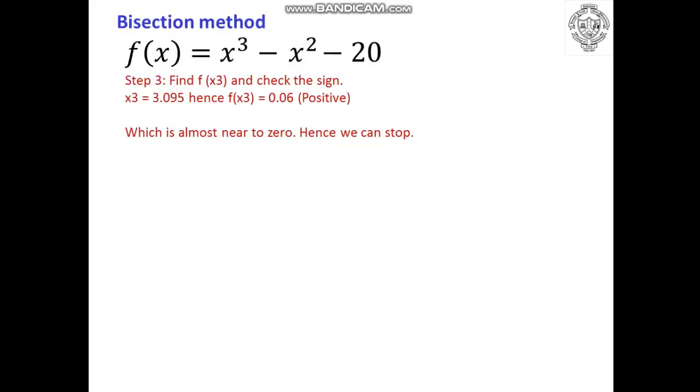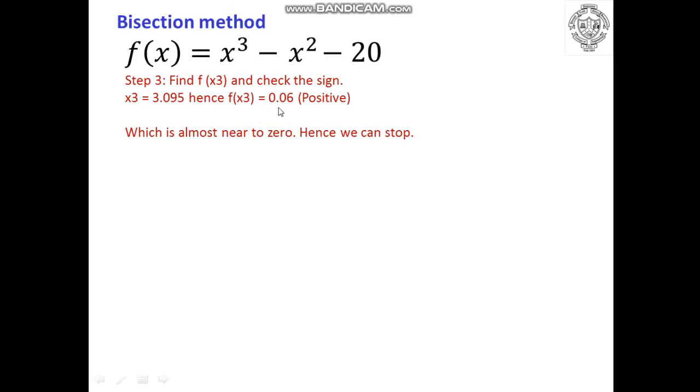So lastly what we can see is that the current value of x3 is 3.095 and the function of which is equal to 0.06, and which is positive. So here we can stop. I mean it depends on you and the accuracy with which you want to find the value of that particular root. The value of f of x3 is 0.06 and it is positive. We can say that we have almost reached near to 0, and here we can stop.